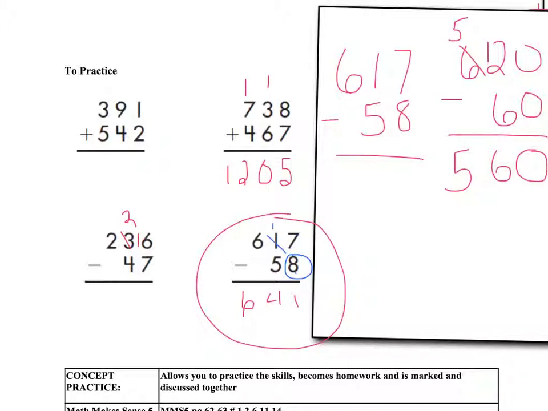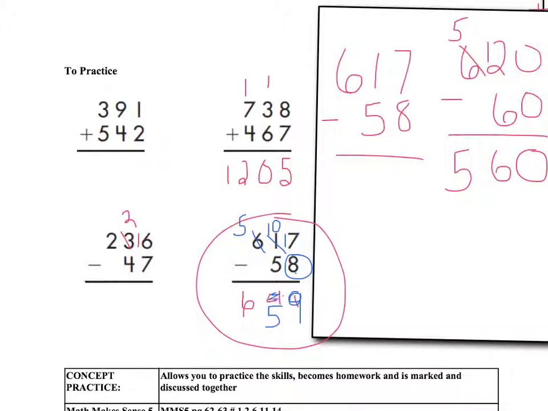1 is going to become 0. 7 is going to become 17. 17 take away 8 is 9, so I'm going to make this a 9. 5 take away 0. 0 take away 5, can't take 5 away, have to borrow. 6 becomes 5. 0 becomes 10, 10 take away 5 can be done, becomes a 5.